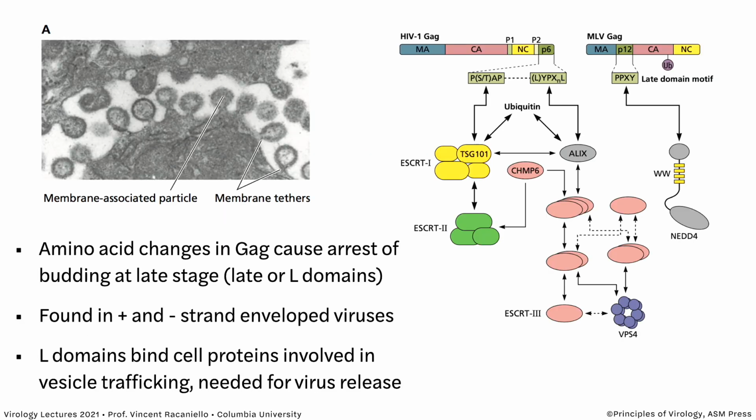I promised to tell you how the bud pinches off from the cell, and here's how it works. It started many years ago when people were studying the GAG proteins of retrovirus. So here's HIV-1 GAG and a murine leukemia virus, another retrovirus. That's the GAG from that virus. So these all have matrix. They have capsid and nucleic capsid, but they have this extra protein. For HIV, P6 is at the C-terminus. For MLV, it's P12. It's kind of in the middle.